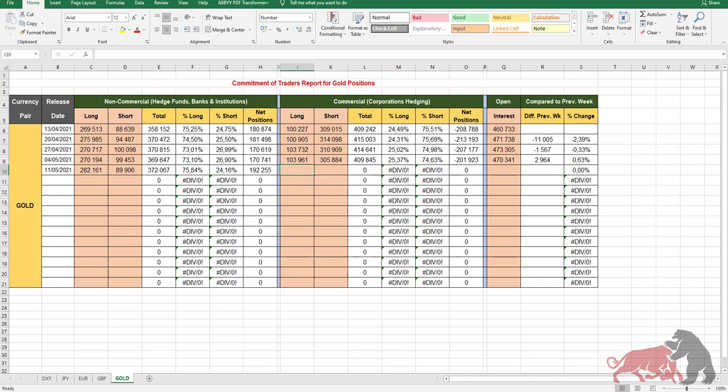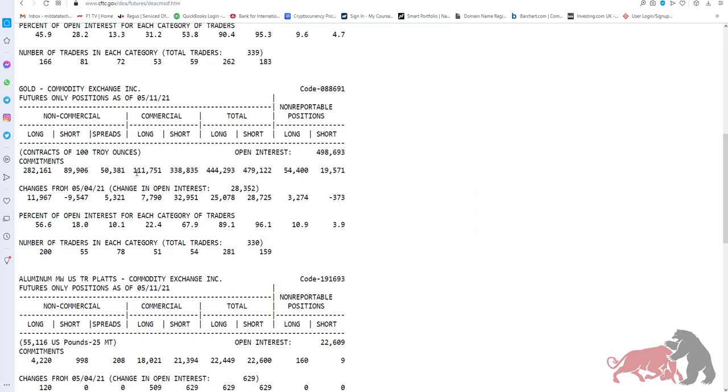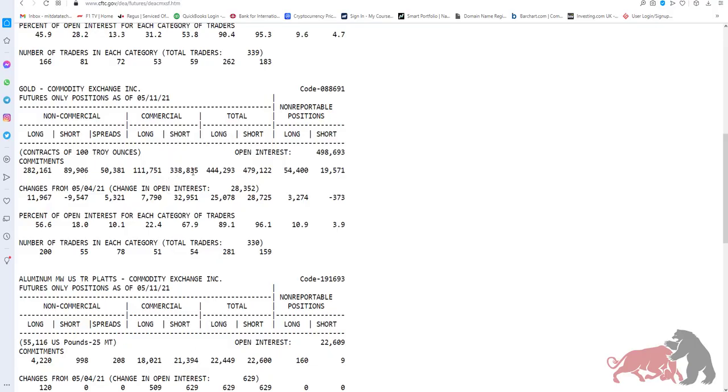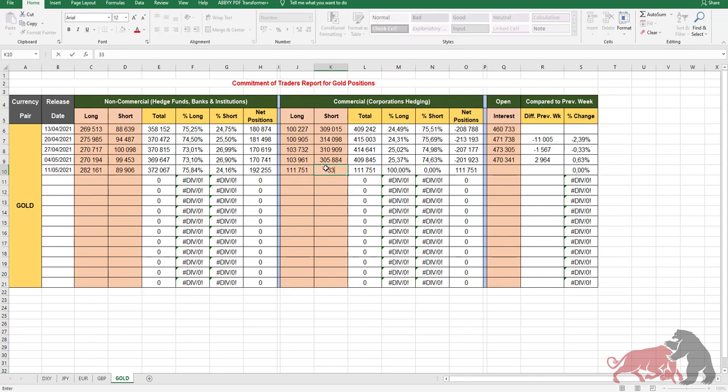Now looking at the commercials, they are holding 111751. They've also increased their long exposure by over 8,000 positions. Now their short positions they're holding 338835. Yo, that's a big jump. You see that, guys? That's a very huge injection of short positions. They've increased their short exposure on gold, right? These are the commercials.